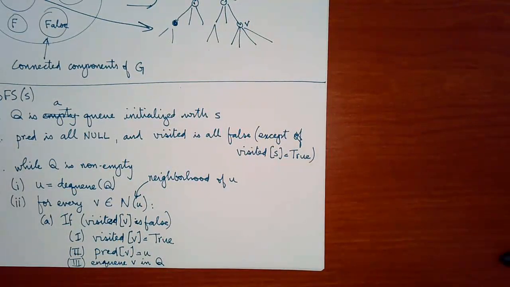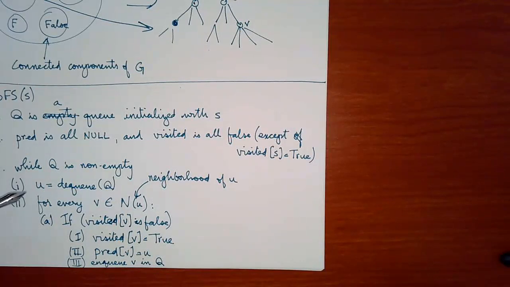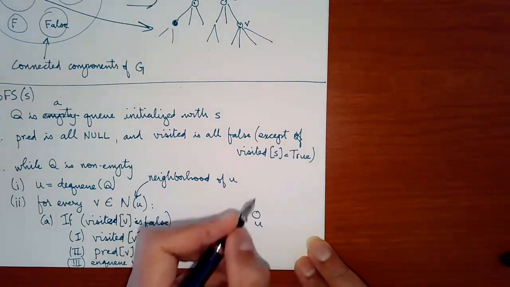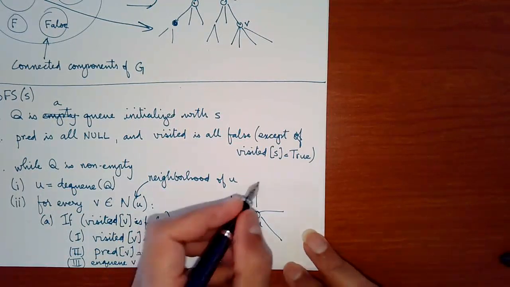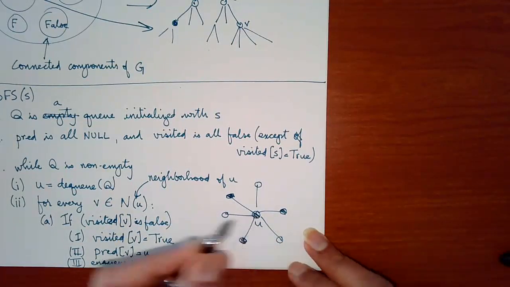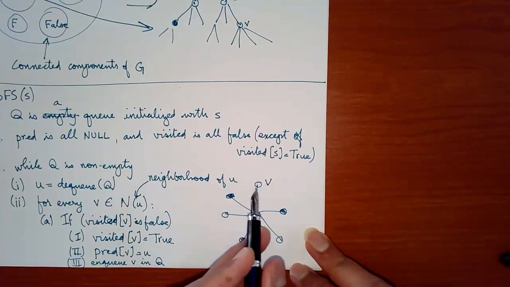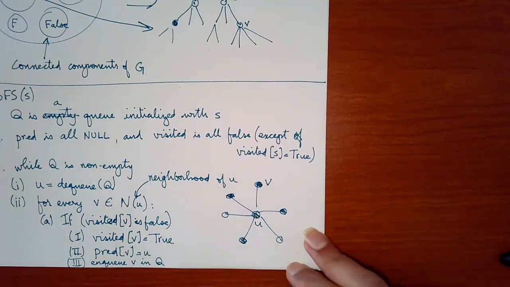Okay, this is BFS. You start with an empty Q, predecessor was all null, visited was all false. While the Q is non-empty, you take the head of the Q, and you look at everything in the neighborhood. So let's say that you have U over here, and everything in its neighborhood. I'm going to mark things that are already visited here. U is already visited, that's why U is in the Q. Then you look at V, and if V was not visited, then you make that true, and then you enqueue it. This is the code for BFS.